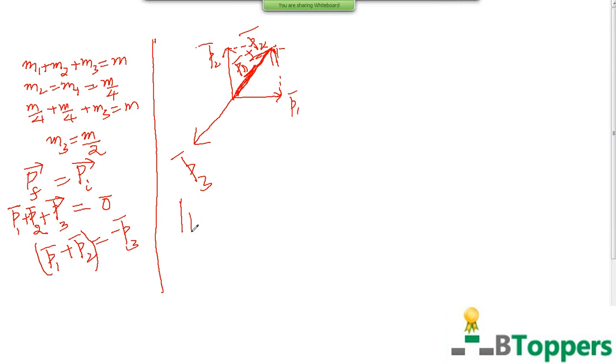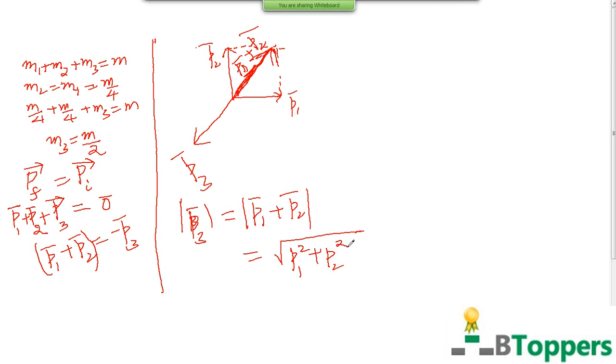you can write the modulus of P3 bar. The modulus of vector minus P3 bar will be the same as the modulus of P3 bar. That will be equal to the magnitude of the vector sum of P1 bar and P2 bar. Because P1 bar is perpendicular to P2 bar, the magnitude of the vector sum of P1 bar and P2 bar you can write as root of P1 square plus P2 square. P1 is the magnitude of momentum of the first part, which you can write as M1 V1. V1 is the magnitude of velocity of the first part just after explosion.